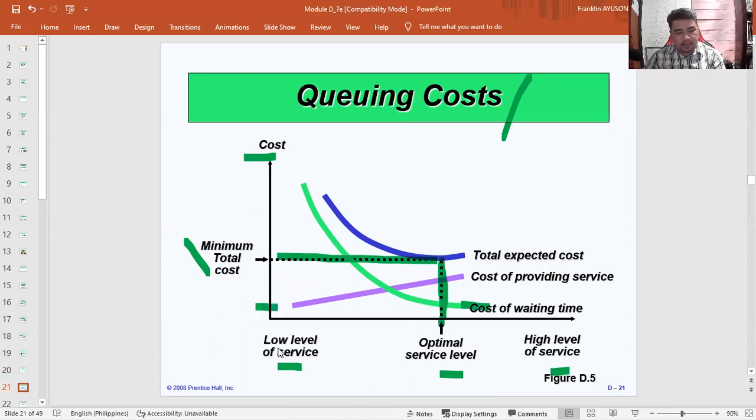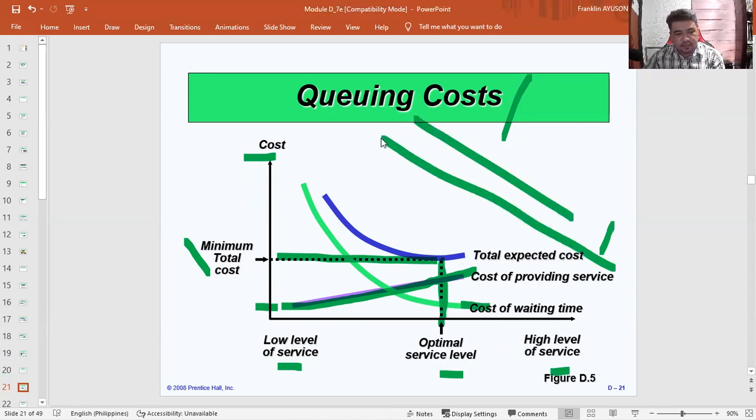Yan. Okay, doon naman sa the cost of providing the service, this time, yan. So as you can see, we can actually arrive at our total expected cost for the queue, cost of providing the service, okay, from the queue cost, and cost of waiting time from the queue cost. No? May cost siya lahat. And again, it will define not only the cost, but the service level. Yan. So, yan.